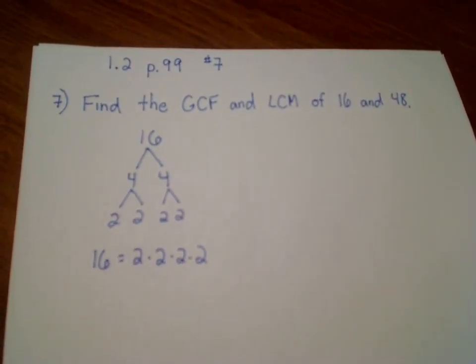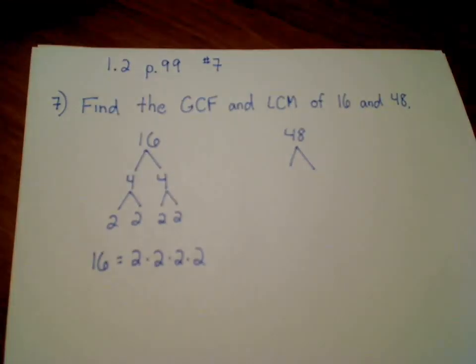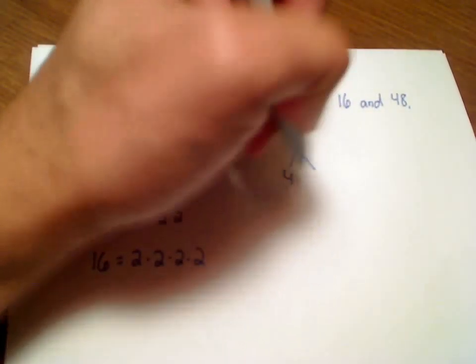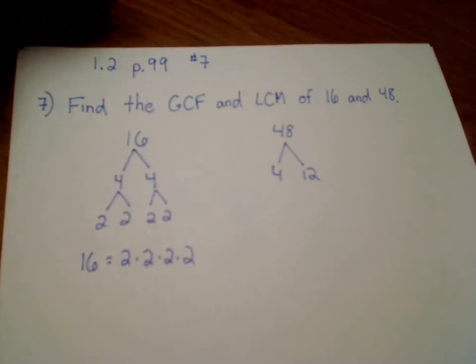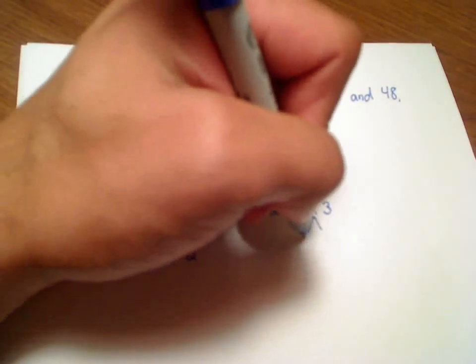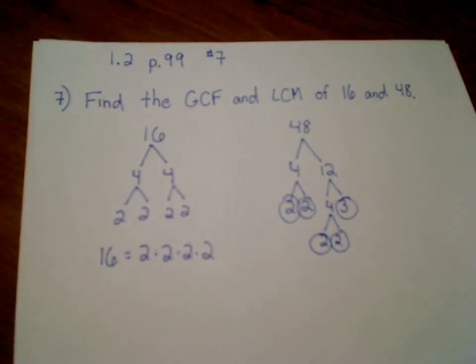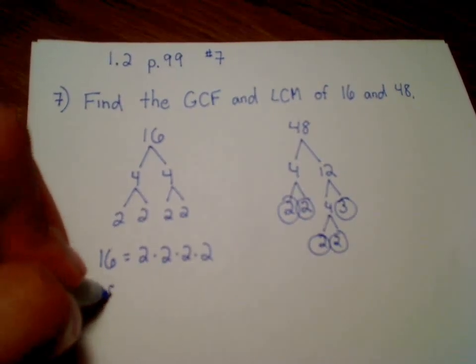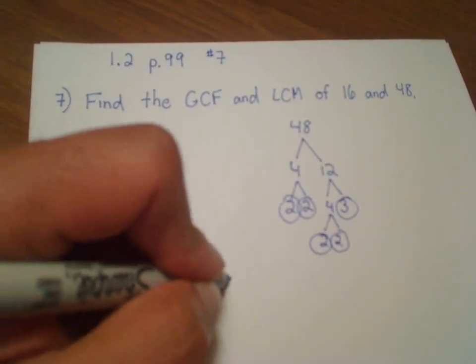And then let's do the same thing for 48. So I'm going to break that down to 4 times 12. And then let's break it down again. Break the 4 down to 2 times 2. And break the 12 down to 4 times 3. And then we can break 4 down to 2 times 2. So for 48, it works out to be 2 times 2 times 2 times 2 times 3.